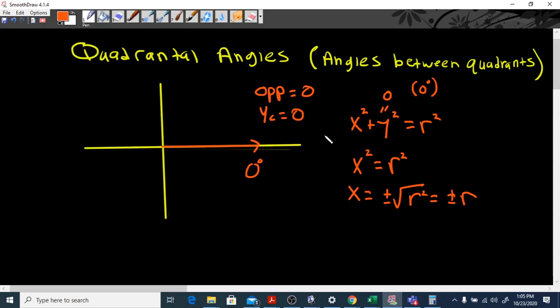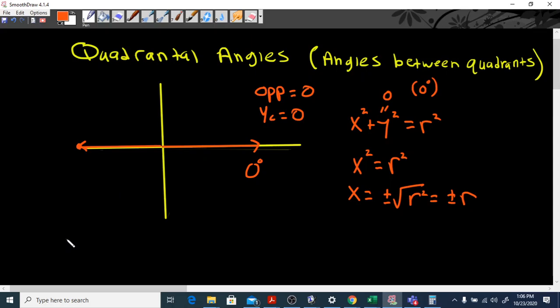What this means is that there are two angles that have a 0 for a y component. One angle is 0 degrees. The other angle is 180 degrees. If I draw an angle here along the negative x-axis, then we can see that the y coordinate is going to be 0 as well. Excellent.